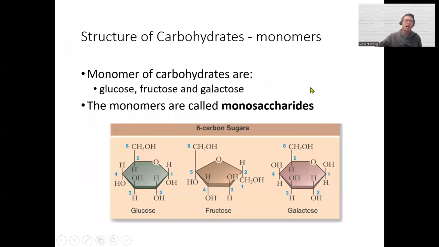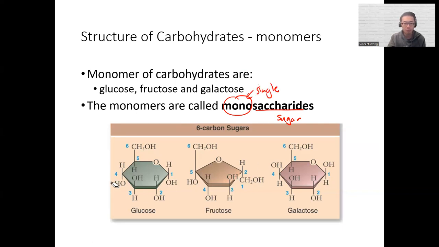So remember, carbohydrate is a polymer because it's a macromolecule, right? And as with all polymers, they are made up of individual building blocks that are called monomers. So glucose, fructose, and galactose are the key monomers of carbohydrates. Collectively they are called monosaccharides. Saccharides means sugar. Mono in this case is single.